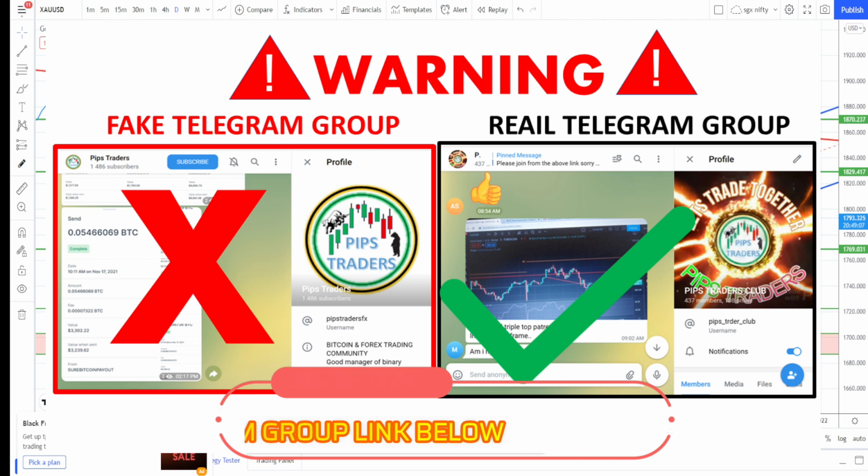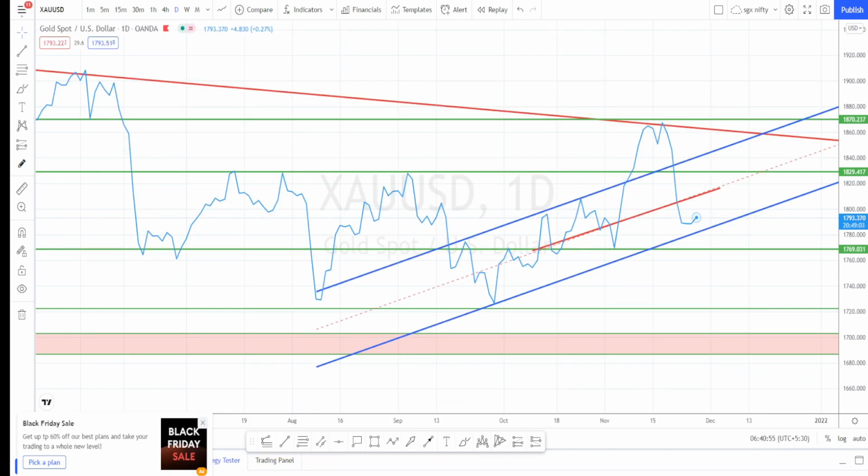Let us start with the analysis. First, we'll start with gold. I'm in the daily time frame of gold, and when we see the overall price action, this red color line has been acting as a very strong resistance, and it has not breached this. From here, the downtrend has started.